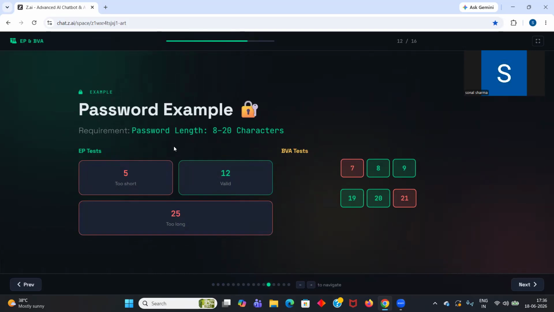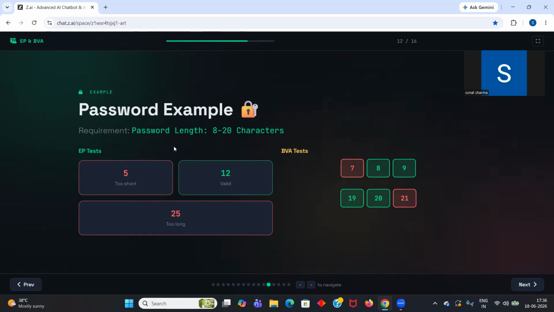Let's take one more example, password example. So the length of the password should be between 8 to 20 characters. According to our equivalence partitioning technique, we can divide this into three groups: less than 8, between 8 to 20, and more than 20. So our values for EP test could be 5, 12, and 25. 5 and 25 should be rejected because they are less than 8 and more than 20, and 12 is a valid value and it should be accepted.